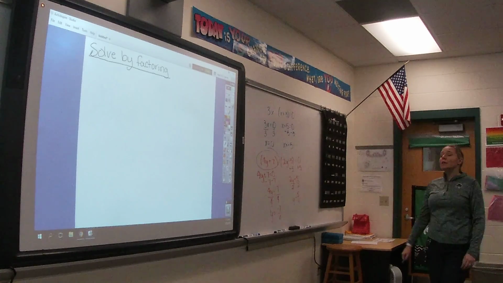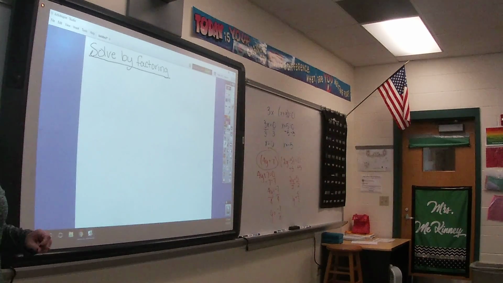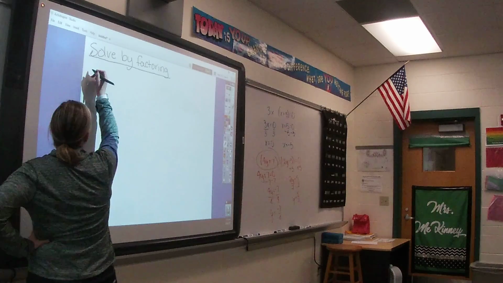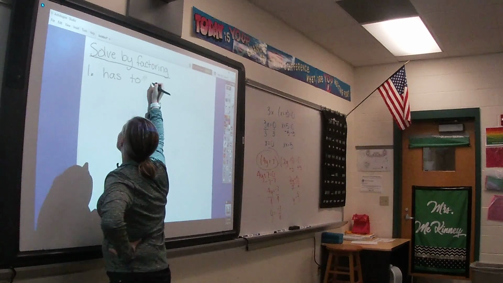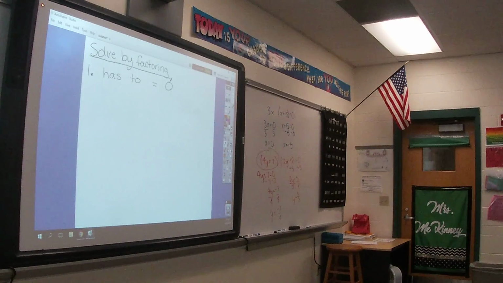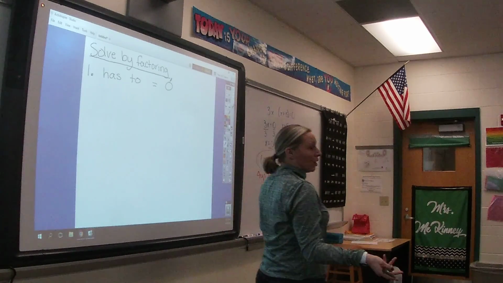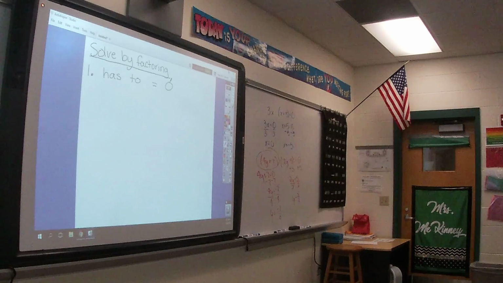Okay, so to solve by factoring, our first rule means that it has to meet the requirement that we said yesterday, which means it has to equal 0. If it doesn't equal 0, either A, we can't solve it by factoring, or B, we need to move things around so that we can solve it by factoring. You cannot make something up to try and make solving by factoring work if it does not equal 0.